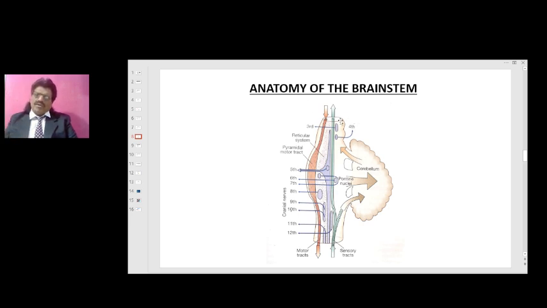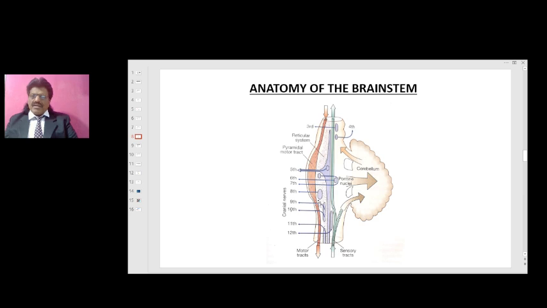And how do we remember all these important concepts of the brainstem? It is easy to remember by a rule of 4. Remember the rule of 4. There are 4 cranial nerves in the midbrain and above, 4 in the pons and 4 in the medulla oblongata.